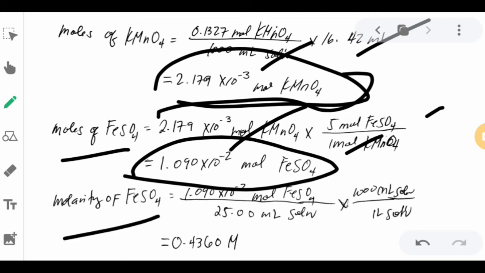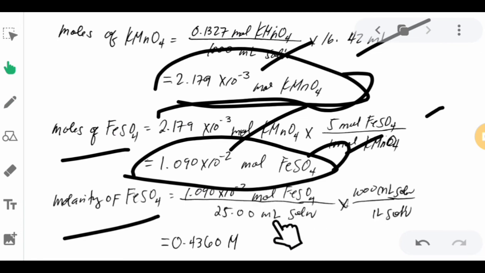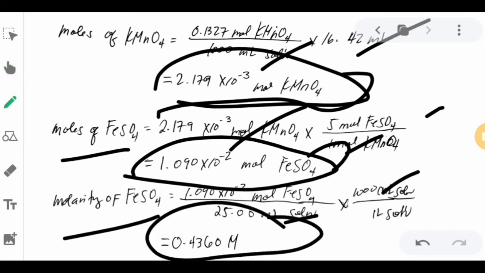Then for the molarity of the FeSO4, you have this 1.09 times 10 raised to negative 2 at the numerator, and then the milliliters of the solution, which is 25.00. Then convert that into liter, times 1000 over 1 liter of solution. You have to cancel the milliliters, and then you will have 0.4360 molarity. This is the answer for the redox titrations. So that is all for titrations.